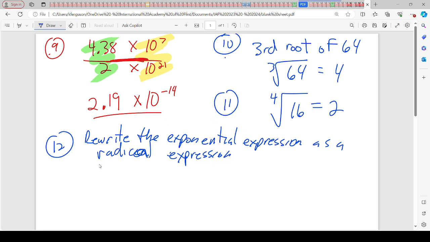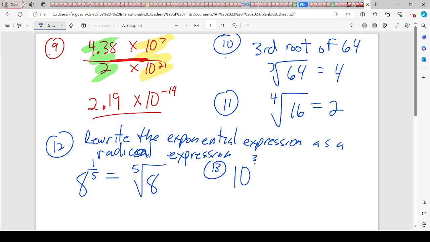Okay, so what are we talking about? Well, if we look at 12, 8 to the 1/5 power, that is a fractional exponent. I need to write it as a radical. So what is that? The fifth root of 8 to the 1 power. In mathematics, we don't put that 1. So that's all I do.